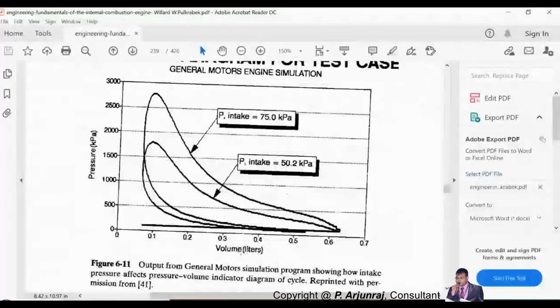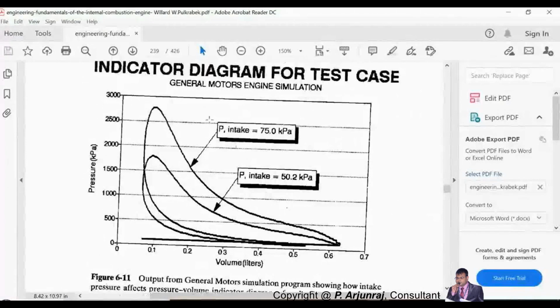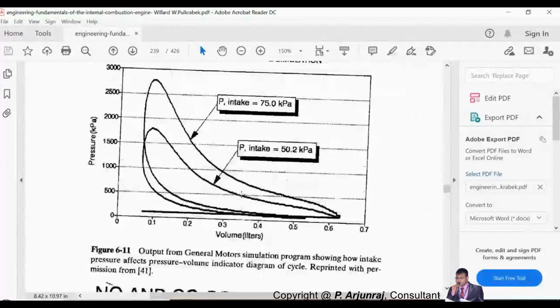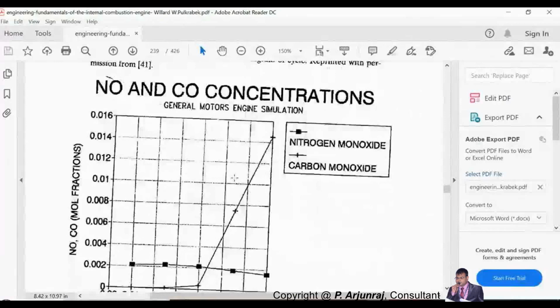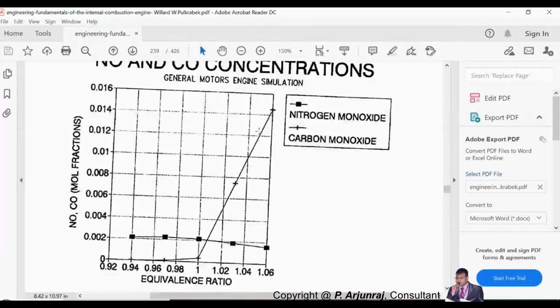We have seen the pressure versus volume. Assuming when the volume is higher, the pressure is going to be lesser. It is an example of a general motor simulation. So what is the output you are going to get? This pressure versus volume will give you an indication of the air movement for your engine, and according to the air movement you are going to get the combustion. Once you get the combustion, you are also going to get the nitrogen oxide emission, carbon monoxide emission, and hydrocarbon emission. So how are you going to get the output? Considering all the inputs.